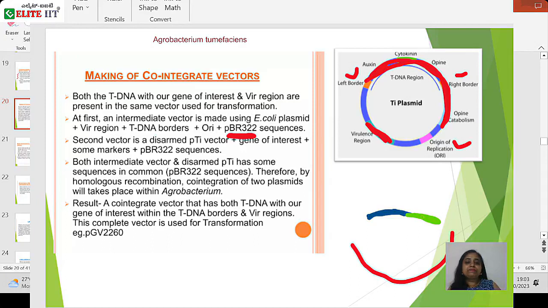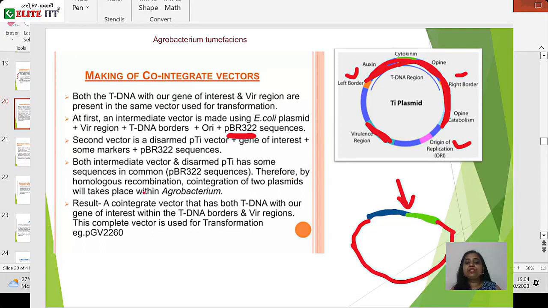And some PBR322 sequence. So here it will be like this. Initially, in the first vector, T-DNA is not present. In the second vector, it is actually the recombinant one. Now both the intermediate vector and the disarmed PTI have some common sequence, that is the PBR322. In both cases, these sequences are there.